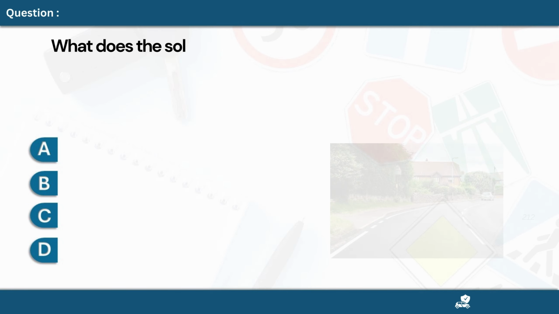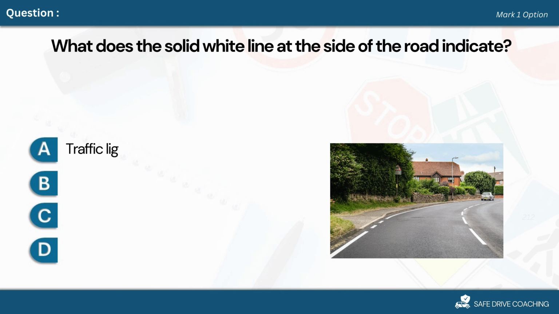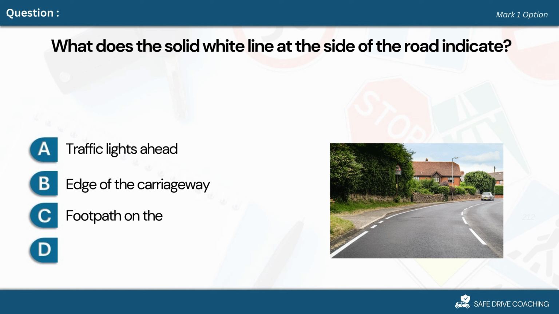What does the solid white line at the side of the road indicate? A. Traffic lights ahead. B. Edge of the carriageway. C. Footpath on the left. D. Cycle path. The correct answer is B. Edge of the carriageway.